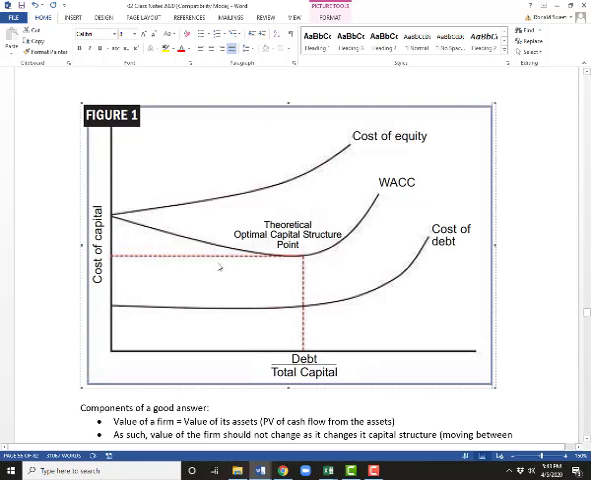Now here's probably the most important part. You've got to get this into your answer. The cost of capital is declining. The reason cost of capital is declining is not because you're using more debt that's a lower cost.